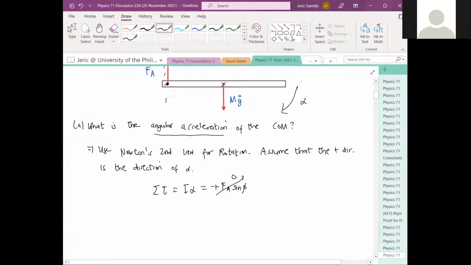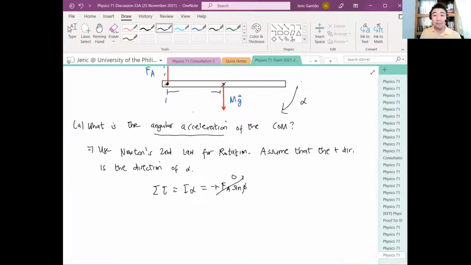Meron siyang torque kasi this is the pivot. Ano ngayon yung lever arm? What is this distance here? Again, the lever arm is the length from the pivot to the point where the force acts. So this distance here is L/2, if L is the total length of the rod. So this is now equal to mg times L/2, into the paper, but same direction sila with alpha, so positive yan. In the usual convention, negative yan, pero since alpha is also into the paper, parehas mo po cancel, so positive yan.